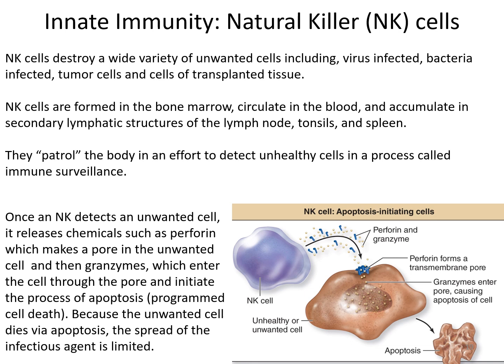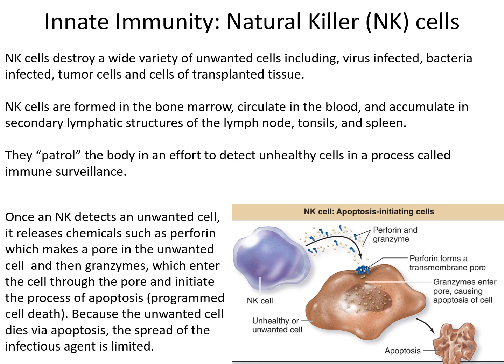They circulate throughout the blood. They tend to accumulate in our secondary lymphatic structures: the lymph nodes, the tonsils, and the spleen. And their job is simply to patrol the body in an effort to detect any unhealthy cell, any infected cell, any cell that shouldn't be there, in a process that we call immune surveillance.